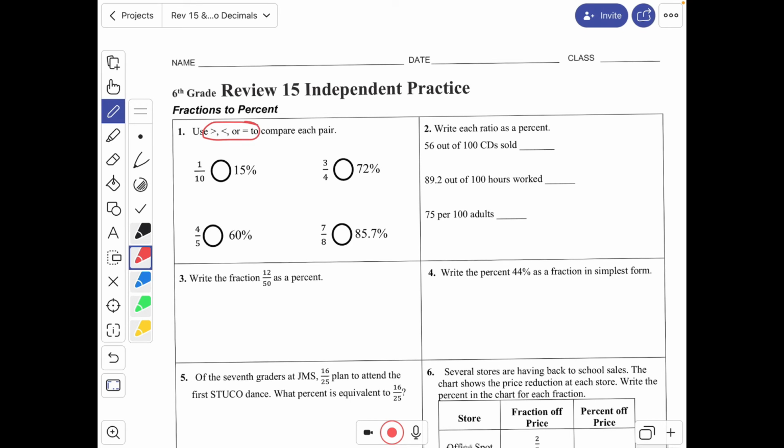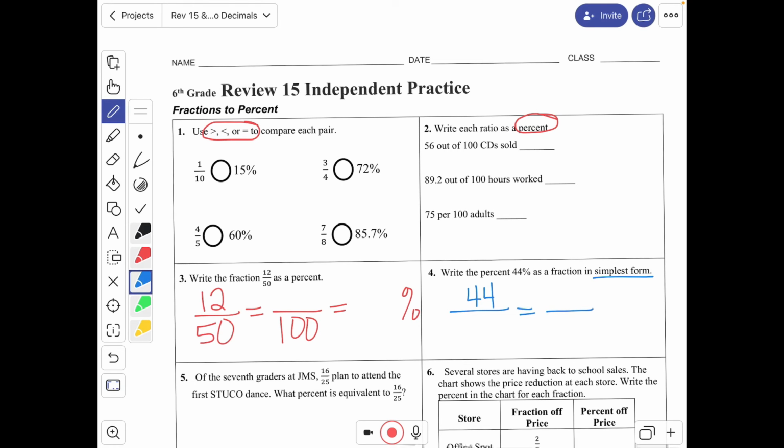You're just going to put one of these symbols on number 1, and on number 2, you're going to write them as a percent. Remember, if it's out of 100, it's just that number with a percent sign. Number 3, you want to change it to a percent, and percent is over 100. So whatever goes on top of 100, it'll be that with a percent sign.